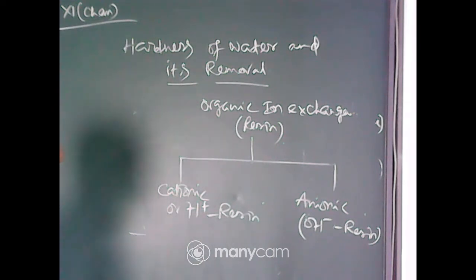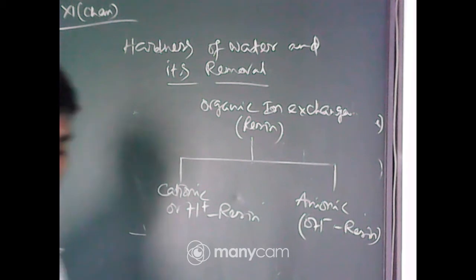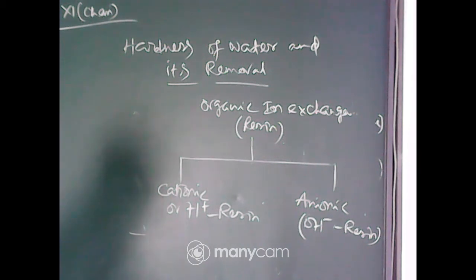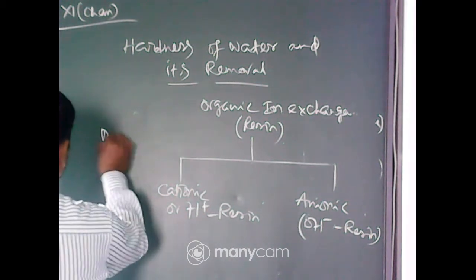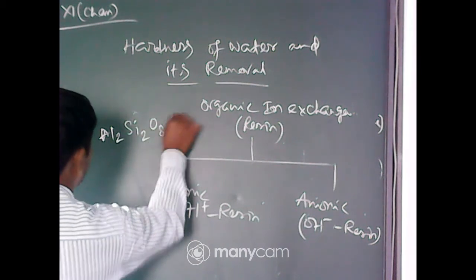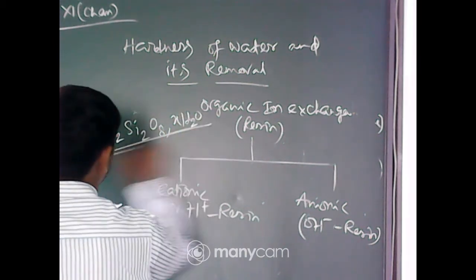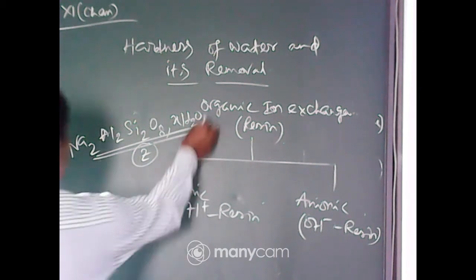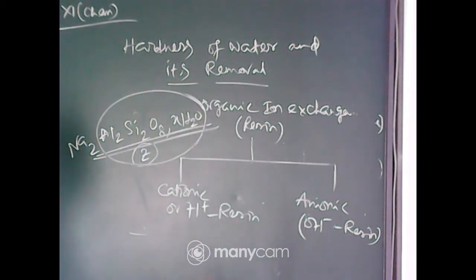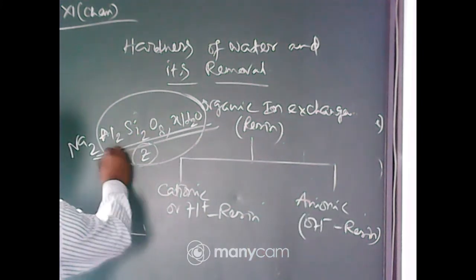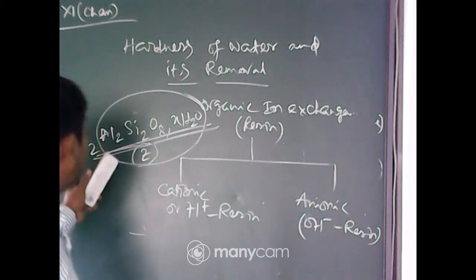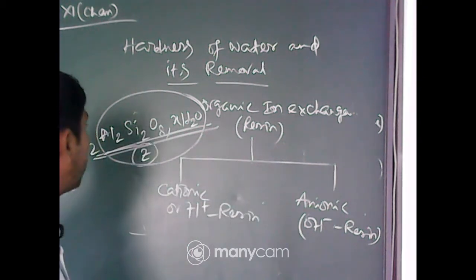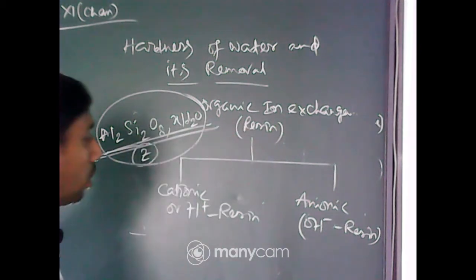Yes, permutit is a short form of the zeolite. The Z part is called the zeolite. Na2Z is an aluminosilicate. This part is Z, and when Na is here, then it is called permutit. When it becomes sodium aluminosilicate, then it becomes permutit, but this part, the aluminosilicate with water molecules, is called the zeolite.